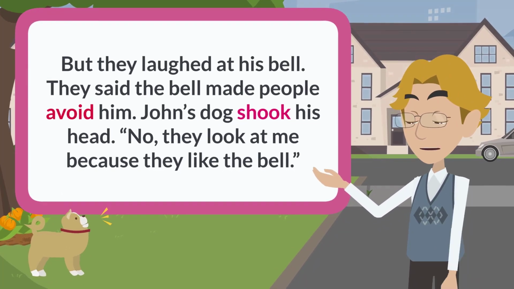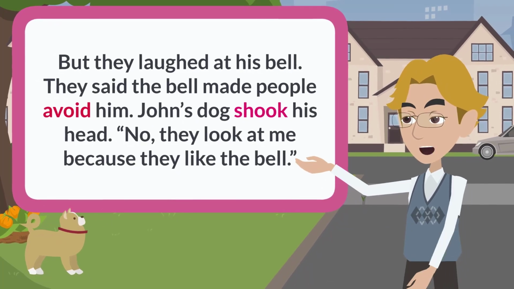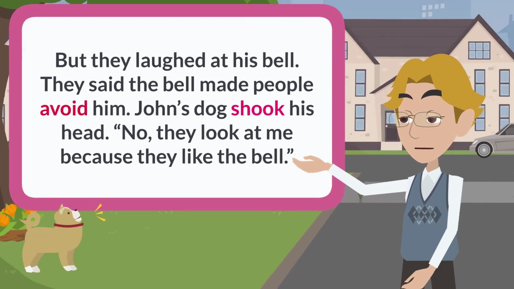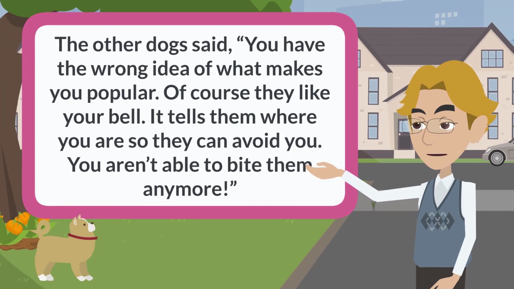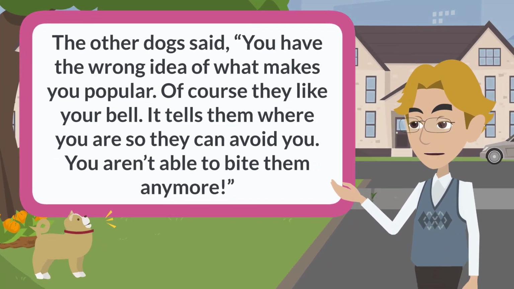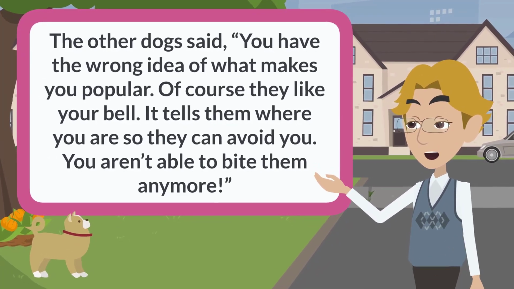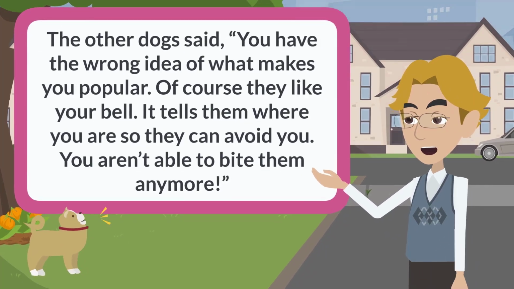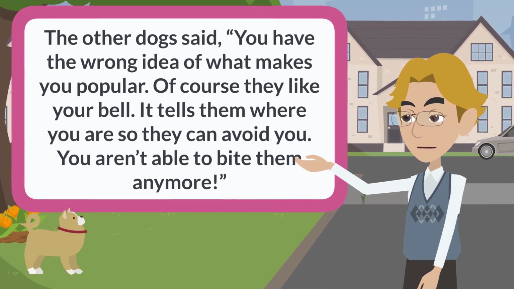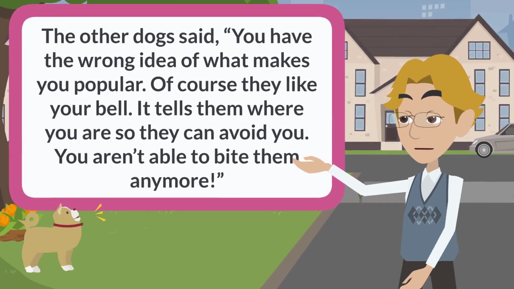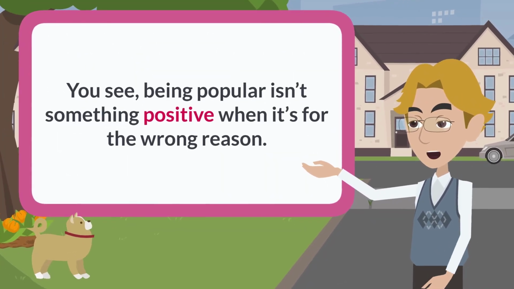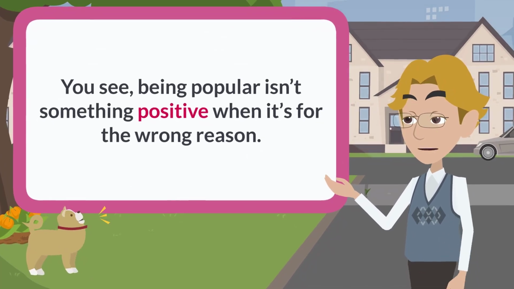John's dog shook his head. "No, they look at me because they like the bell." The other dog said, "You have the wrong idea of what makes you popular. Of course they like your bell. It tells them where you are so they can avoid you. You aren't able to bite them anymore." You see, being popular isn't something positive when it's for the wrong reason.